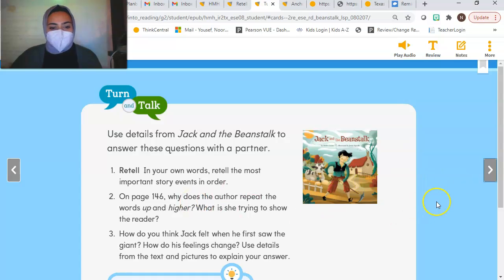On page 146, why does the author repeat the words up higher and higher? Why does he say up higher and higher and higher, Benaiah? Good. He's trying to show us that they were really, really high, right? He's trying to explain to us that the beanstalk was super high in the clouds. How do you think Jack felt when he first saw the giant? How did he feel, Amariah? How did Jack feel when he first saw the giant? He was scared. And how did his feelings change, Amariah?